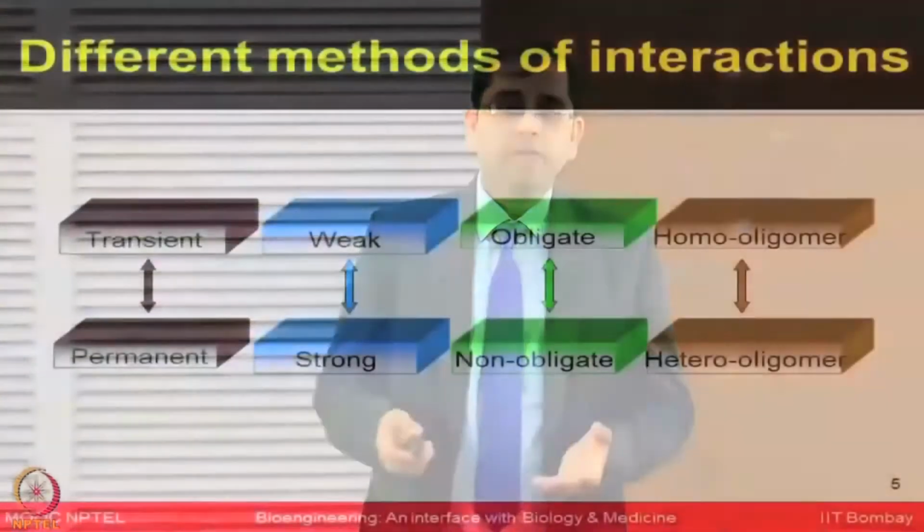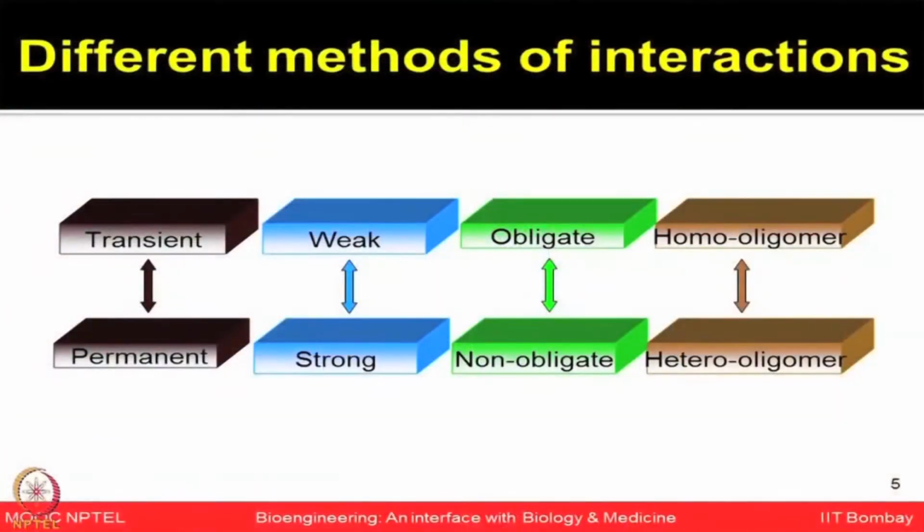So, some of these are the major goals, and to do that people look for different types of interactions. Sometimes the interactions could be very transient, just for a fraction of a second, or could be permanent, which could be very strong interactions. So, interactions could also be divided into weak interactions or strong interactions. It could be obligate or even non-obligate. It could be homo-oligomer, or multiple units can come together as hetero-oligomers.